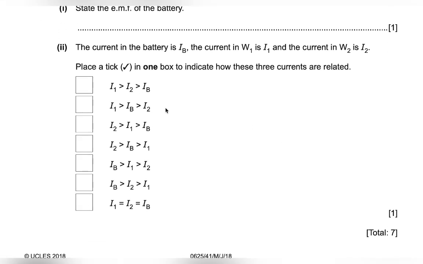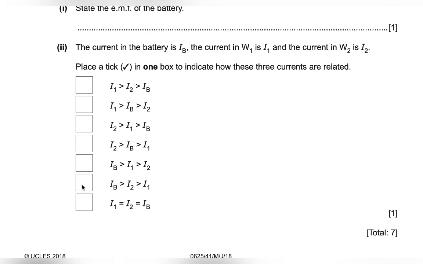You look at this, and any option that did not start with IB is wrong. So the first 4 are all wrong, no need to consider them. You only consider the 2 that start with IB and try to see which one is correct. IB is bigger than I1, no, this is not the right arrangement. IB is bigger than I2, and I2 is bigger than I1.